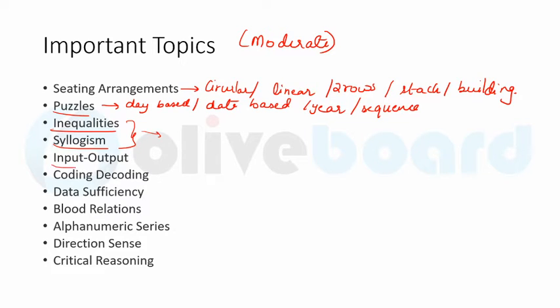Then you have input, output and coding, decoding. Coding, decoding again can be of the pattern of Chinese coding, decoding, or can be normal questions of clerk level, that this is coded as this, then what will be the code of this, or something where you have been given a table and set of rules, and from those rules you have to find the code, right? So these are the types of questions which you can expect from coding, decoding.